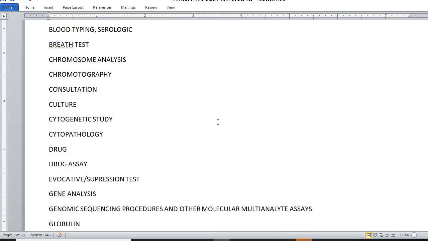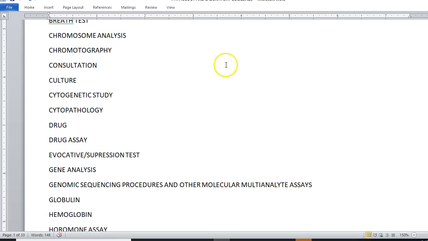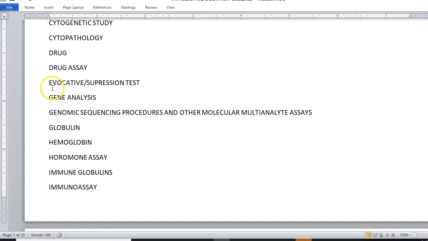Cytopathology, which we do a lot for things like pap smears. We can look up both drug and drug assay, because we can look for both what we call therapeutic drugs and for other drugs that we want to make sure someone's not taking, such as cocaine, heroin. We're going to have what I call mini panels. They're evocative and suppression tests. Basically, we're looking at a series of endocrine secretions, and we take tests before and after we give them a drug to either evoke or suppress that specific gland.